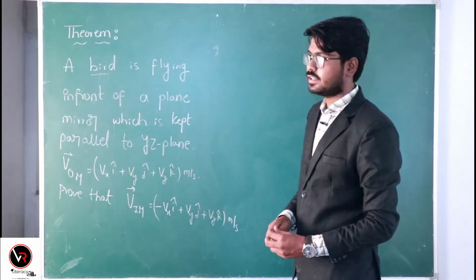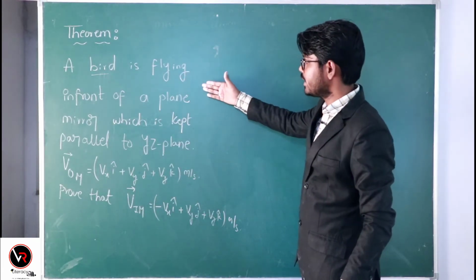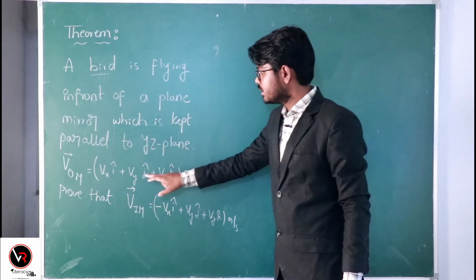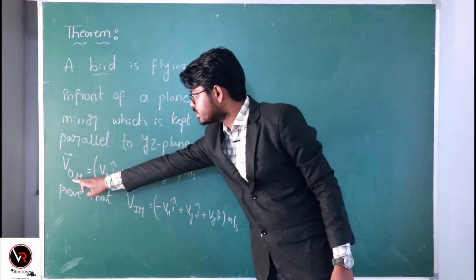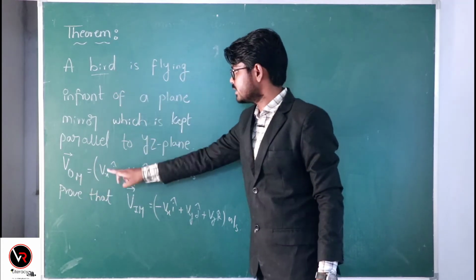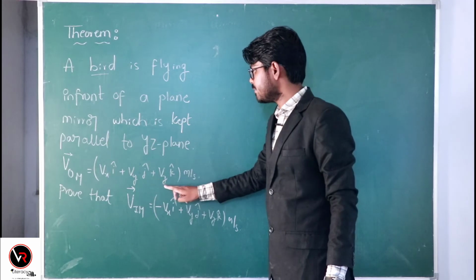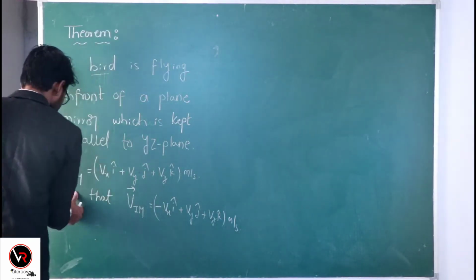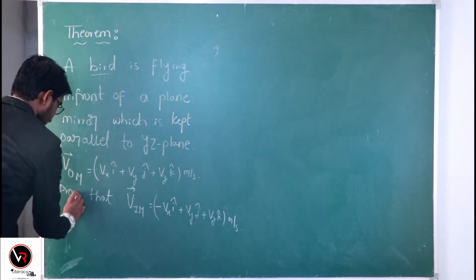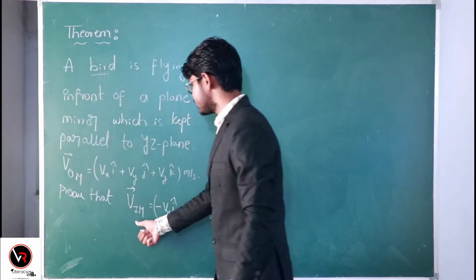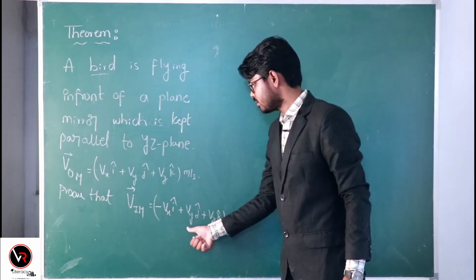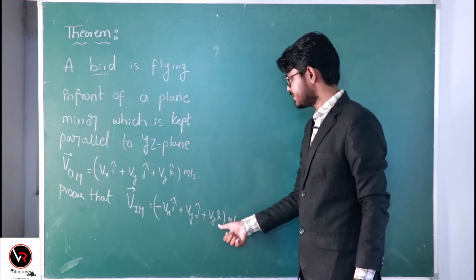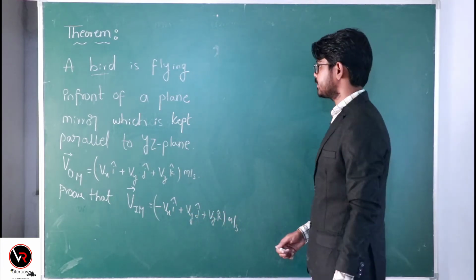See here, let us read the theorem first. A bird is flying in front of a plane mirror which is kept parallel to the YZ plane. So the velocity of the object with respect to mirror, here the bird is the object, is Vx i cap plus Vy j cap plus Vz k cap. We have to prove that the velocity of the image with respect to mirror is equal to minus Vx i cap plus Vy j cap plus Vz k cap. So let us prove this.